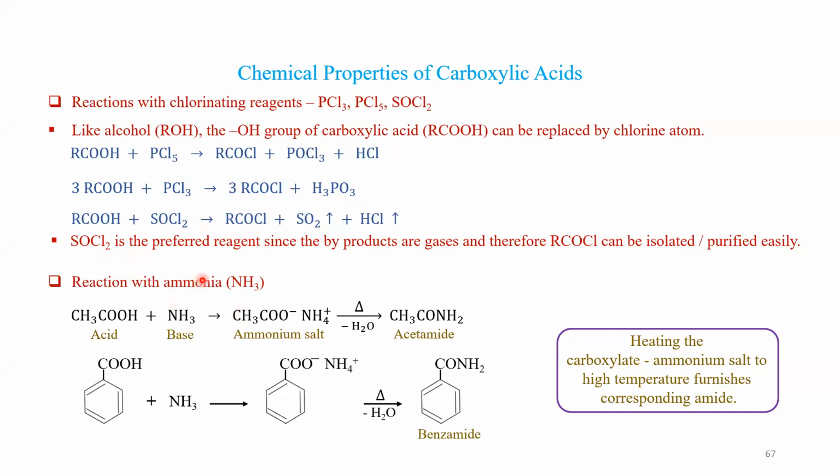Then reaction with ammonia. Carboxylic acid will react with ammonia to form ammonium carboxylate salt. Carboxylic acid is an acid, ammonia is a base, so first an acid-base reaction will happen. We get an ammonium carboxylate salt. This on heating to high temperature will give an amide, CH3CONH2. That is an amide, and this particular example is called acetamide.